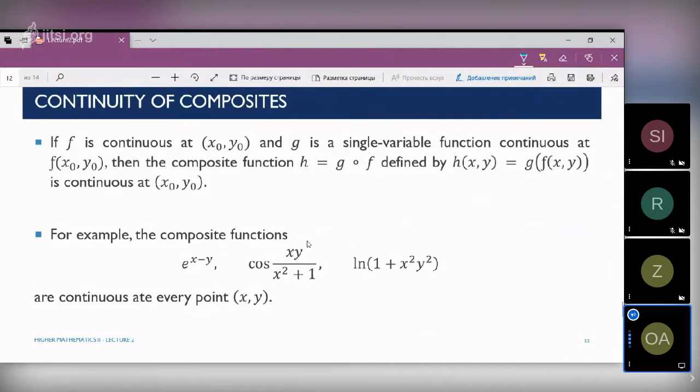We also learned composite functions. If you remember, we learned composite functions in high school mathematics. Some students read this as "growth," if you remember, right? It wasn't growth, it's composite function. G composed with f.